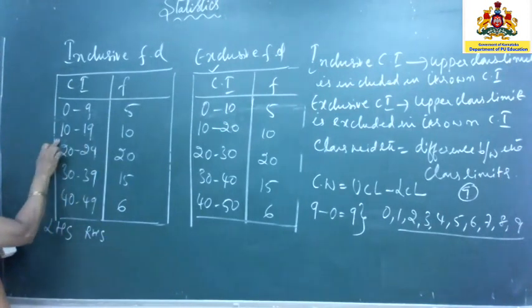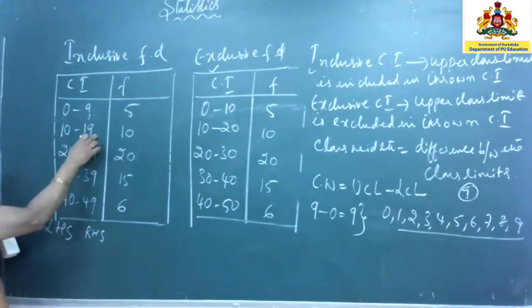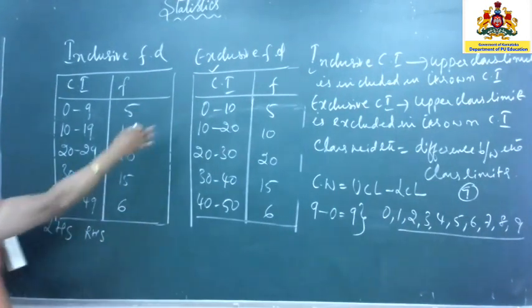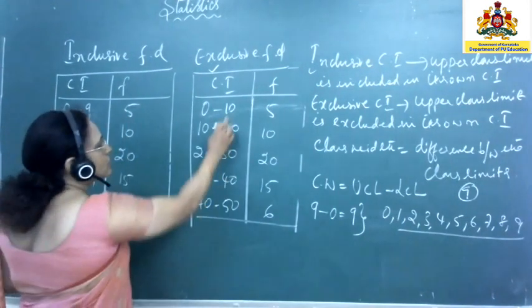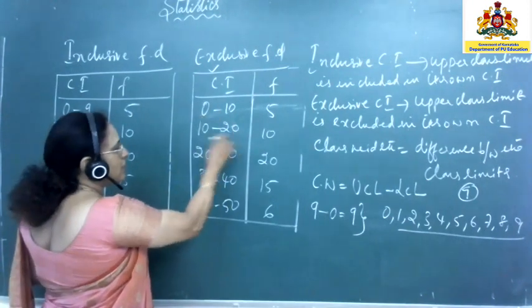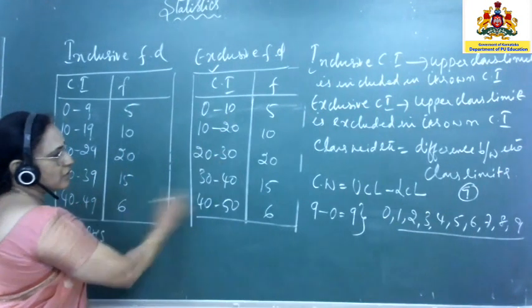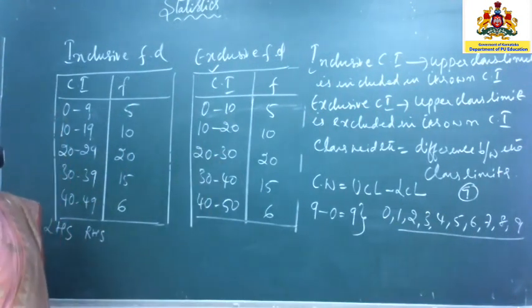So 19 minus 10, how much is that? 9. But 19 is also included, so therefore 10 will be the class width. When it comes to exclusive, you don't have any problem at all. So 10 minus 0 is 10, 20 minus 10 is 10. Okay. Now in both the cases, 10 will become the class width.